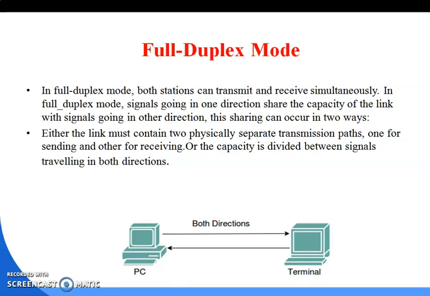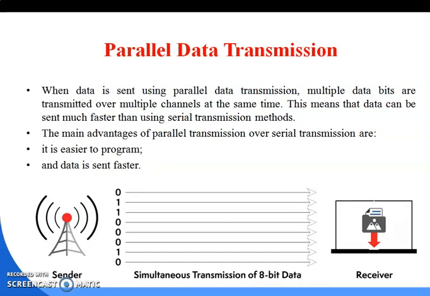So the best example of full duplex mode is your mobile phone communication. That means at a time both persons can communicate with each other. That is the full duplex mode. So next is data transmission, parallel data transmission.